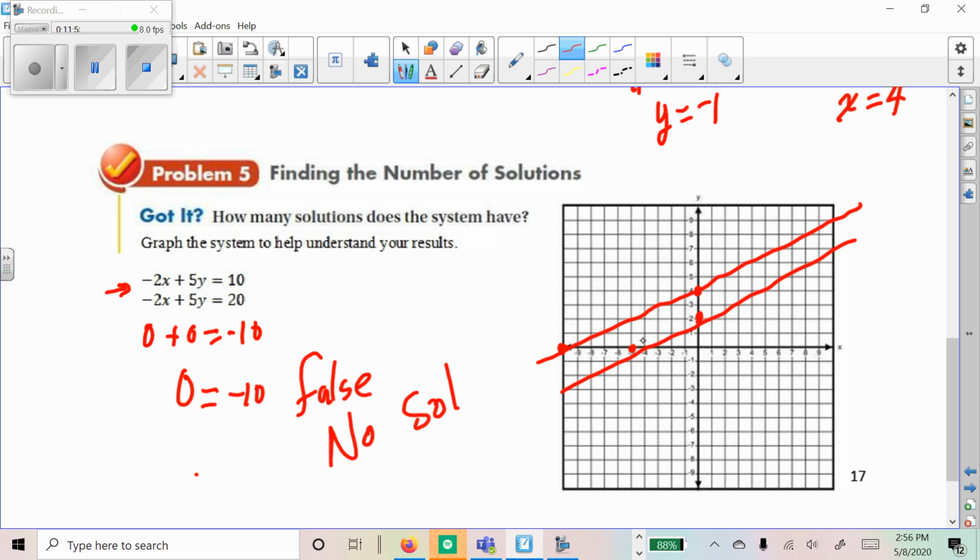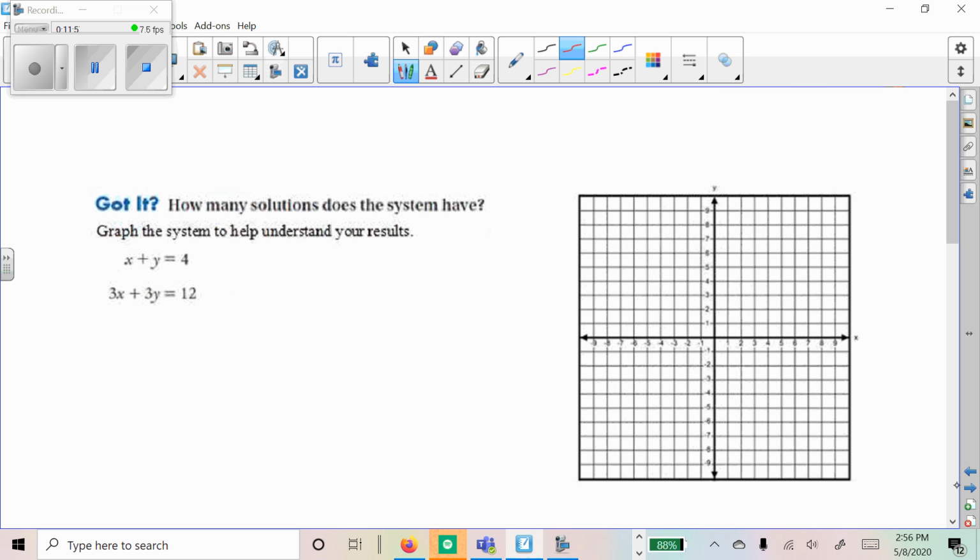All right, I'm going to have you do one problem. Give this a shot, graph it, see what it looks like to you, and then see if you can figure out what the answer is. It might be kind of weird.